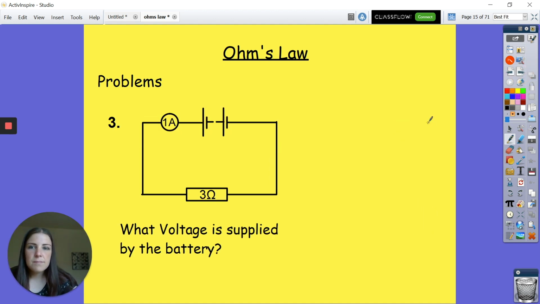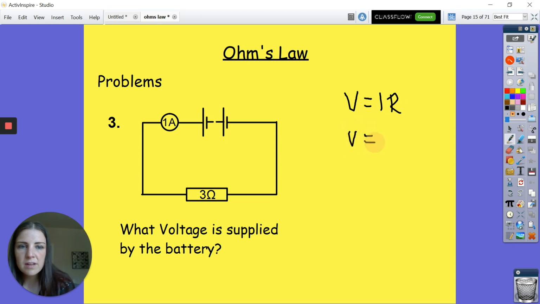Okay, last example. What voltage is supplied by the battery? We've got a symbol for a battery now, remember that's 2 or more cells. And we've got a current of 1 amp and a resistance of 3 ohms. So this one's actually a bit easier because the voltage is the thing that we want. That's the thing at the front of the formula, so no need to rearrange. Substituting, V is the thing that we are looking for. I was given as 1, resistance is 3, and it would be 3 volts.